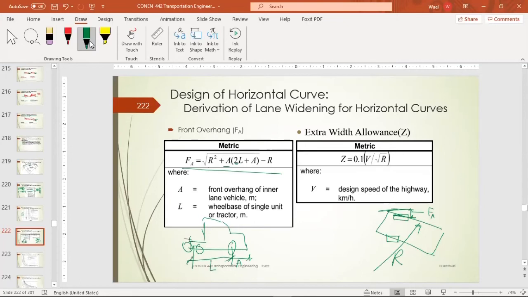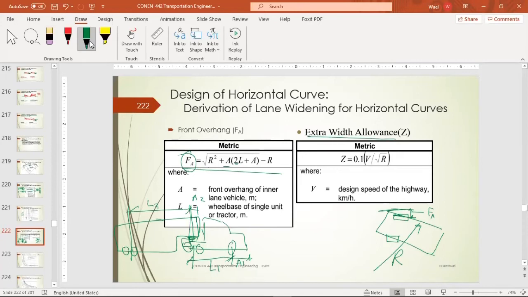Sometimes we have multiple components, so we can use the following equation. We have L2 here, and we have here A2, so this is going to be A1, and this is going to be A2, L2. So we calculate the highest, we take the highest for FA.